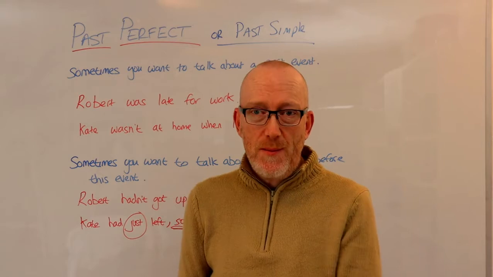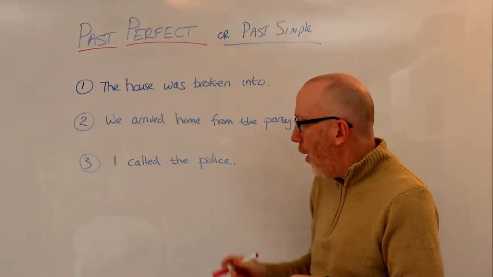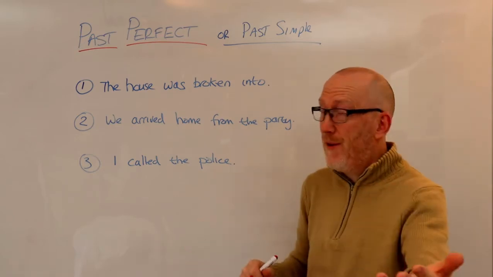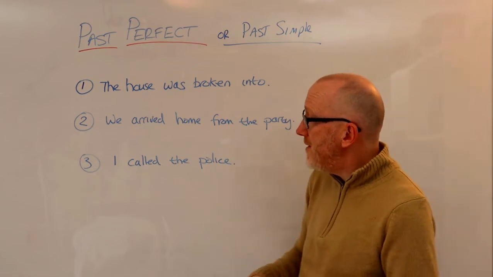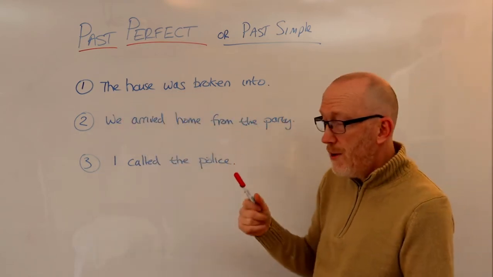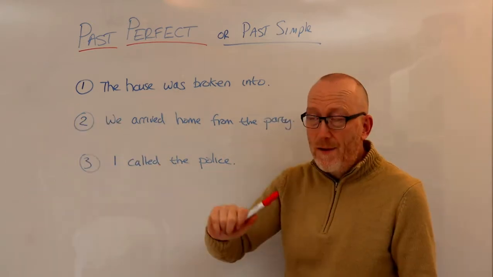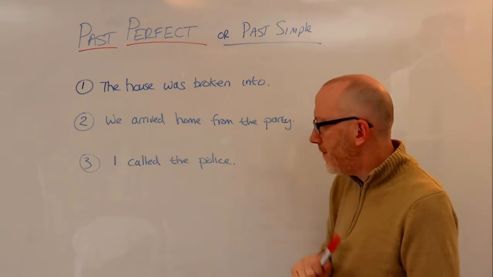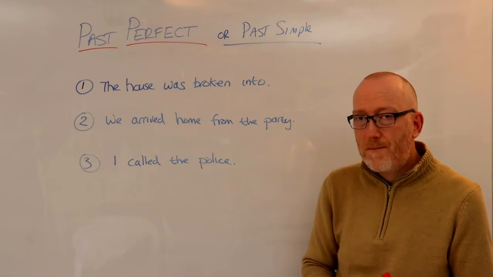Right, now let's take a look at another sequence of events, and then we'll try and create a past perfect description of those events. Here we have a sequence of events. Hopefully this has never happened to you, it's never happened to me, hopefully it never will happen to us. But here's a sequence of events. So the first thing that happens in our sequence is the house was broken into. The second thing that happened is we arrived home from the party. And the third thing that happened is I called the police.